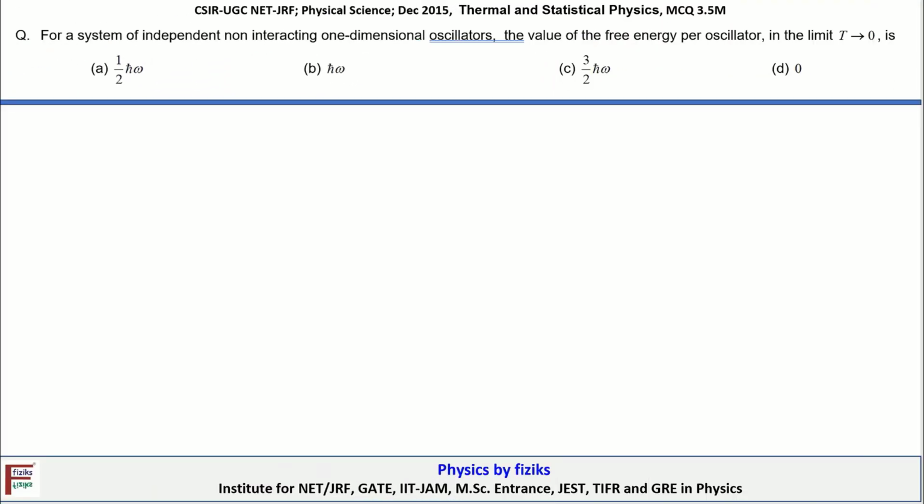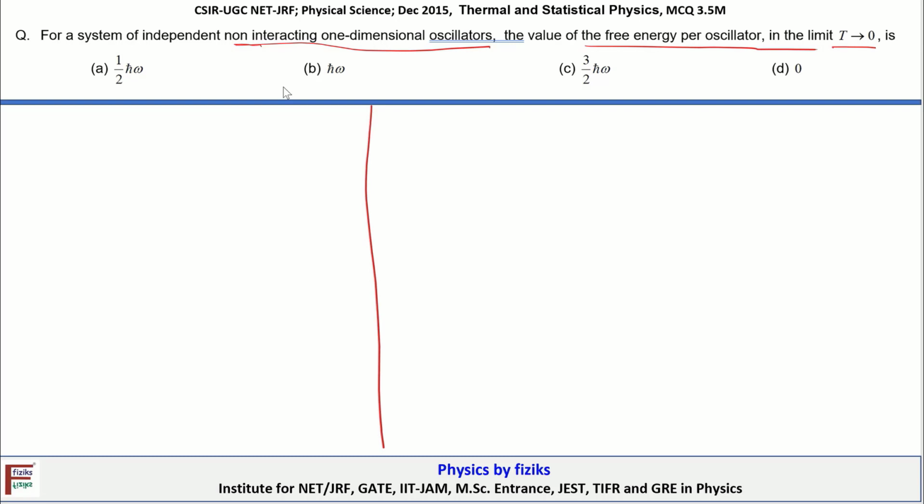So let's continue with next problem. The statement is, for a system of independent non-interacting one-dimensional oscillators, the value of the free energy per oscillator in the limit T approaching 0 is given by. So we are given a system of N oscillators.